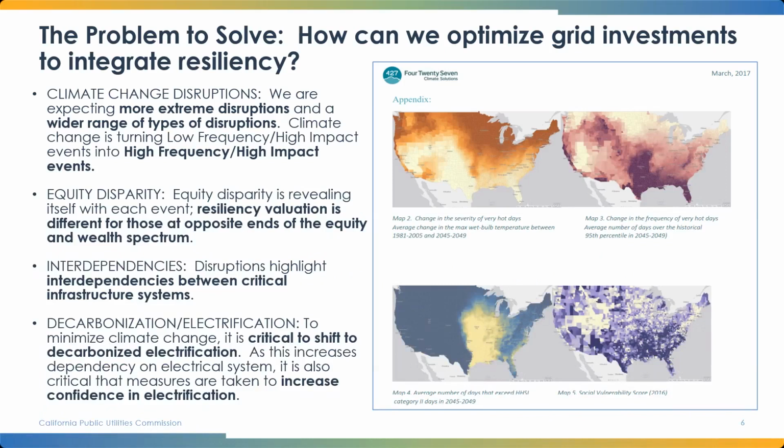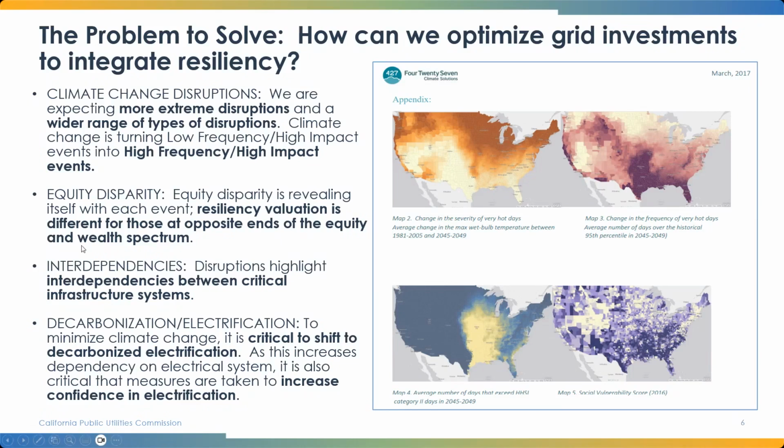The problem to solve that Lumen and SIG is working on is how can we optimize our grid investments to integrate resiliency. As more extreme events happen, the potential for more large-scale electric disruptions grows. Resilience to these disruptions looks different to different people, and the value of that resilience is different for those at opposite ends of the equity and wealth spectrum. Disruptions also highlight the interdependencies of critical infrastructure systems, especially as the state of California reaches for its decarbonization goals, which is so critical to minimizing climate change in the first place. The task is to increase confidence in electrification with optimal grid investments that meet our safety, reliability, and renewable portfolio goals while increasing resilience and maintaining affordability.